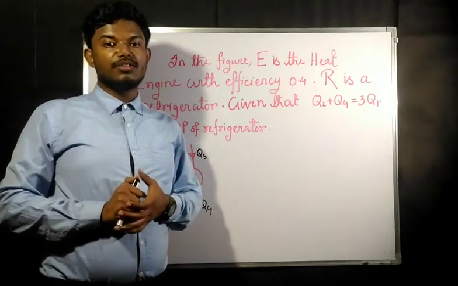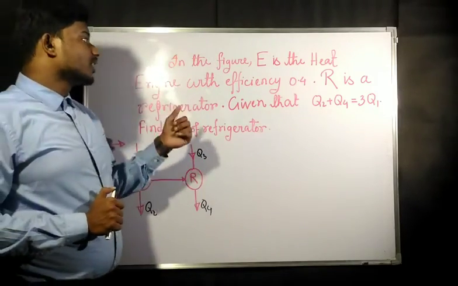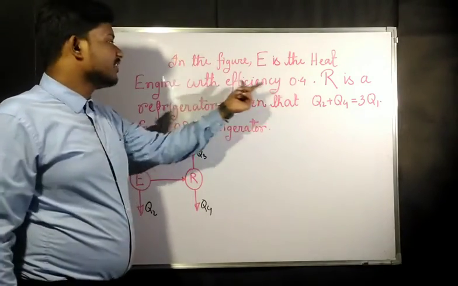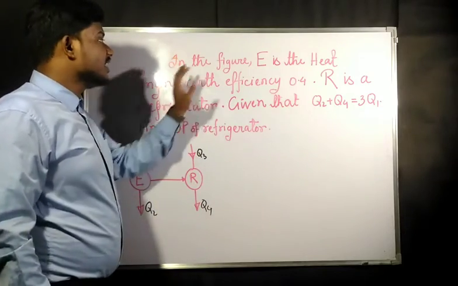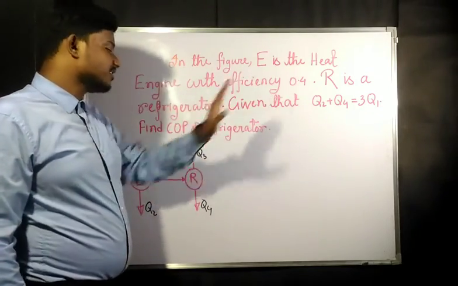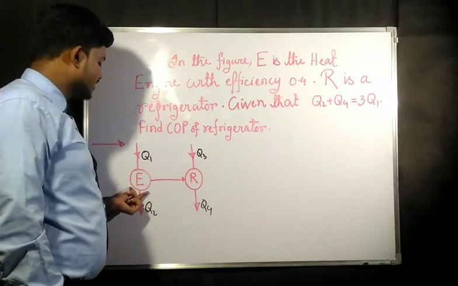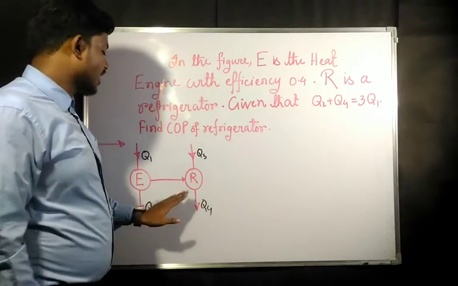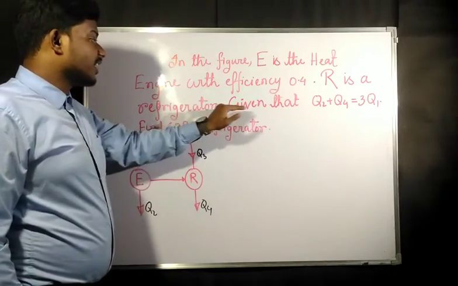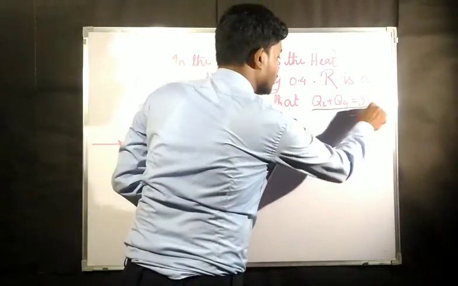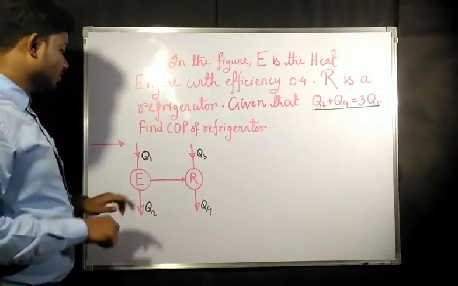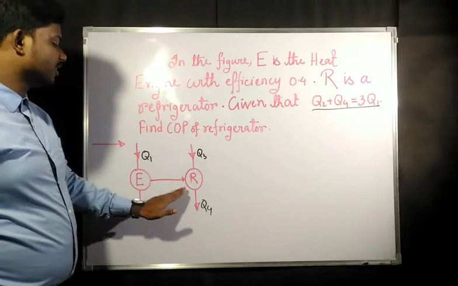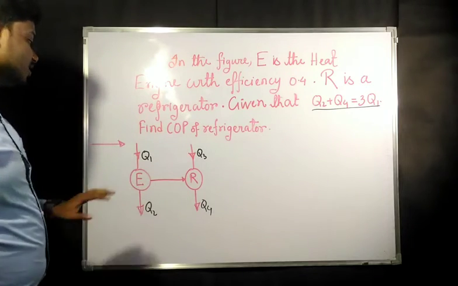We are going to solve some questions from the second law. This is the question which is given in the figure. In the figure, E is the heat engine with efficiency 0.4. That means this is the heat engine, and it has an efficiency of 0.4. R is a refrigerator. Now they have given an equation: Q2 plus Q4 is going to be 3 into Q1. Find the COP of the refrigerator.